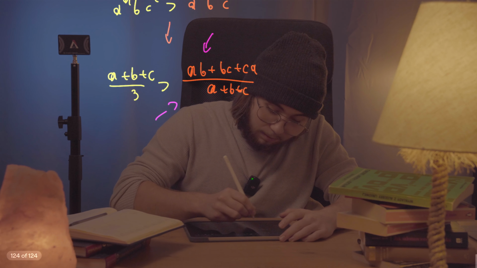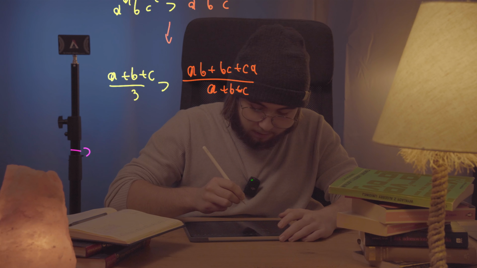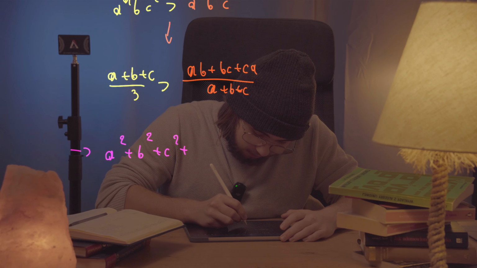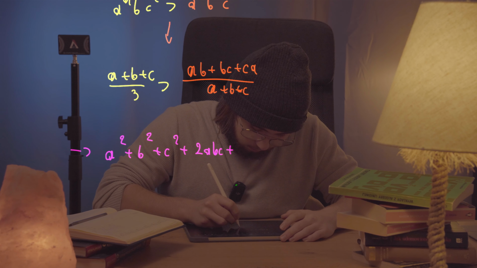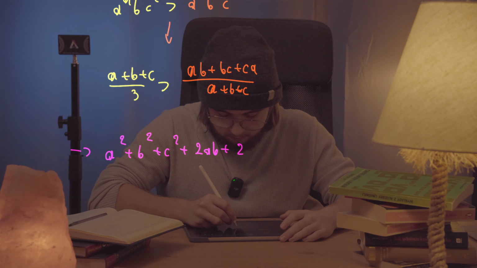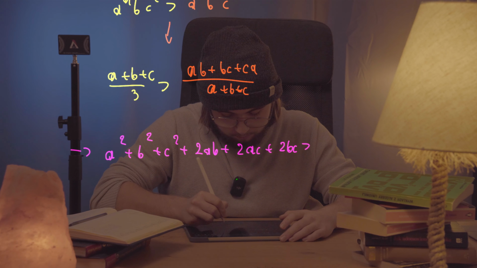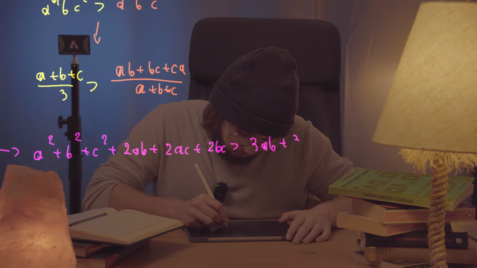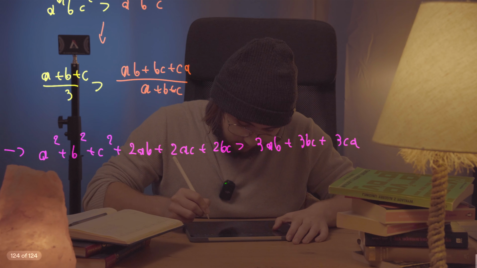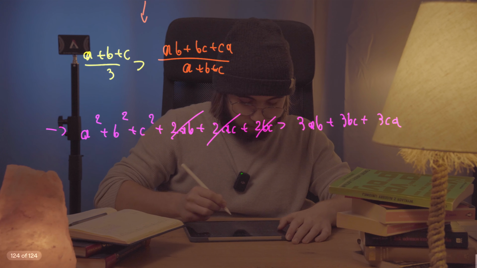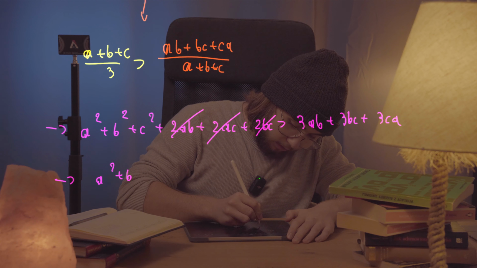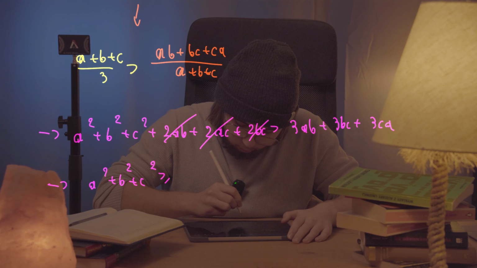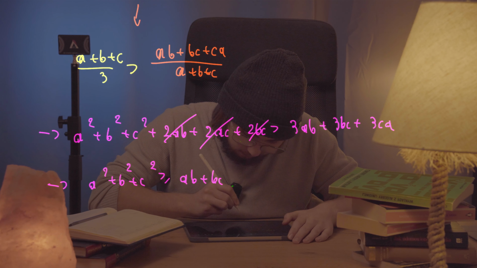So if we multiply both sides of this inequality by the denominators, what we're going to get is a squared plus b squared plus c squared plus double ab plus double ac plus double bc, which is supposedly strictly greater than 3ab plus 3bc plus 3ca. Now we can just cancel out those terms, getting a squared plus b squared plus c squared supposedly greater than ab plus bc plus ca.